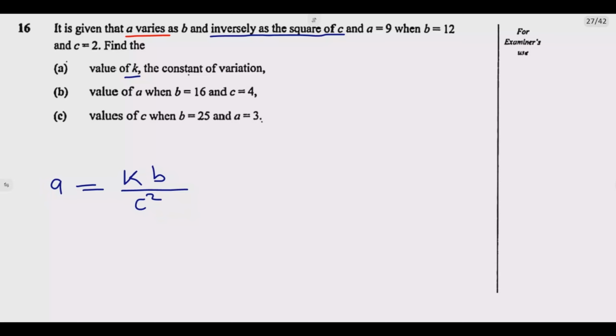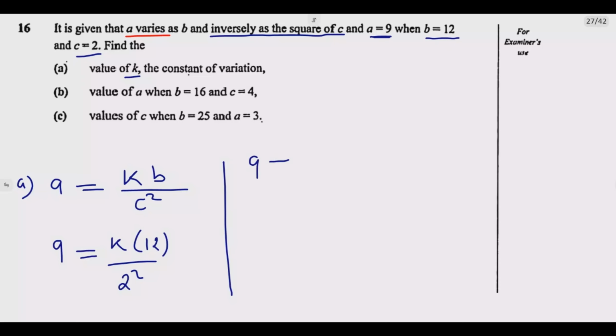Then, to answer A, it's just a matter of substituting the initial information that you are given. So what's the initial information? A is equal to 9, B is equal to 12, C is equal to 2. So let us substitute. A is 9 equals K, which is what we are looking for, times B, which is 12, over C squared, where C equals 2 and we square it.